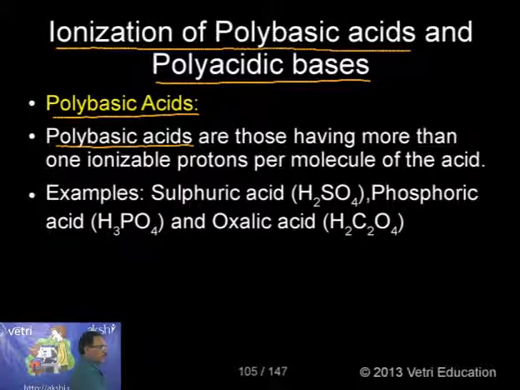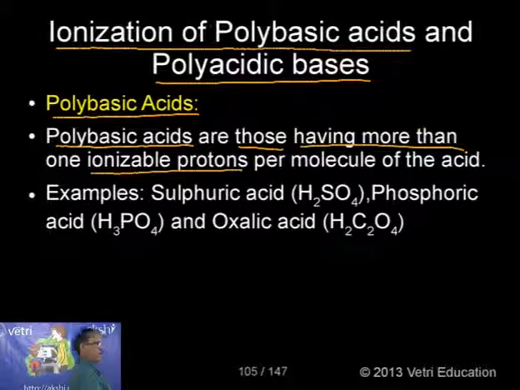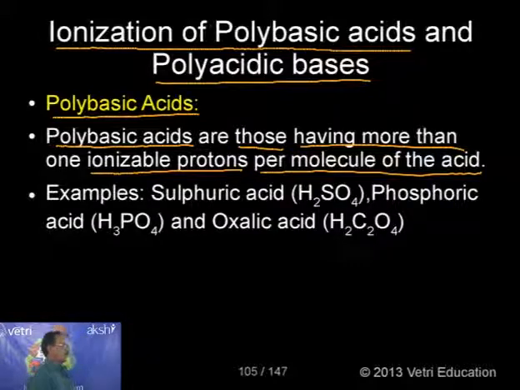polybasic acids are those having more than one ionizable proton per molecule of the acid. This is the definition. Let me repeat again. Polybasic acids are those having more than one ionizable proton per molecule of the acid. This is the interesting information.